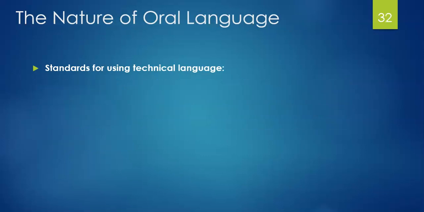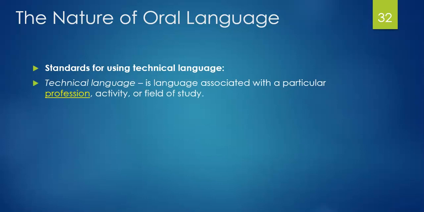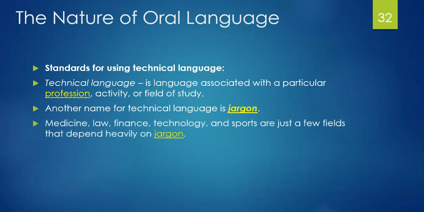Standards for using technical language. Technical language is language associated with a particular profession, activity, or field of study. Another name for technical language is jargon. Jargon is in italics and it's bold. Keep that in mind. Medicine, law, finance, technology, and sports are just a few fields that depend heavily on jargon.